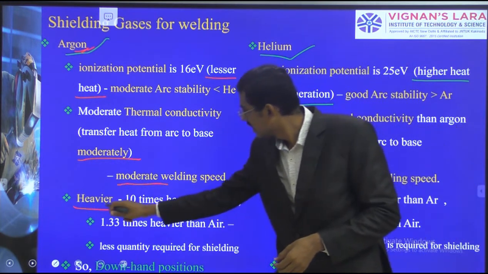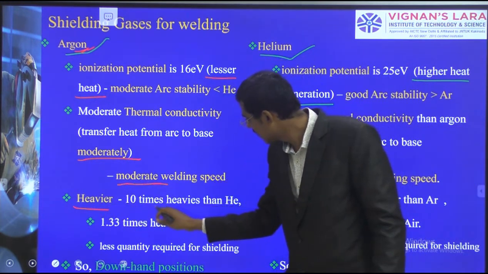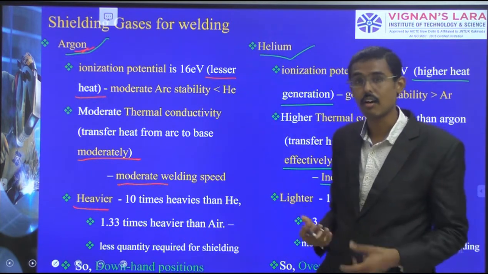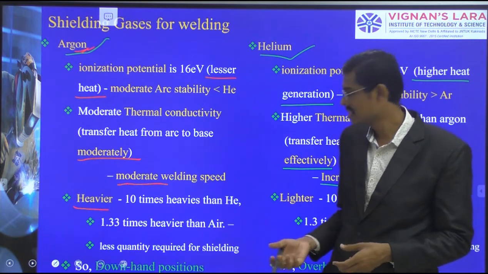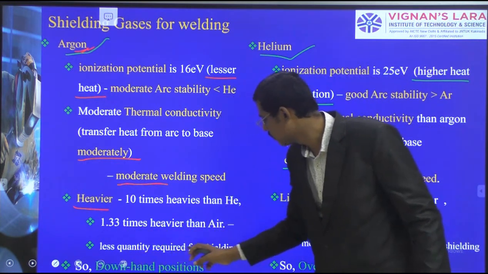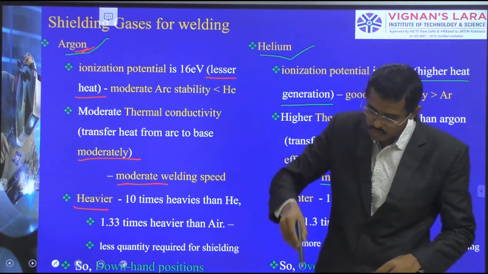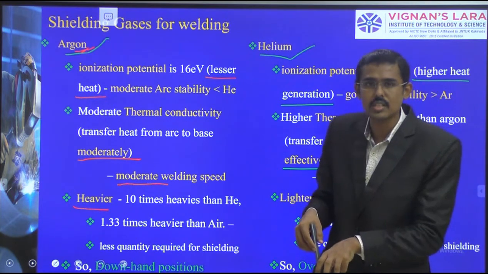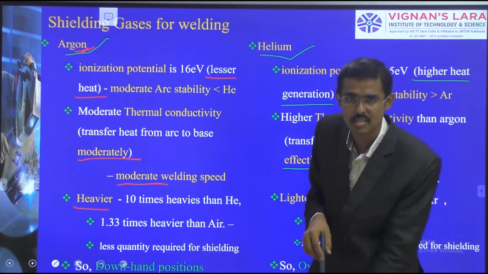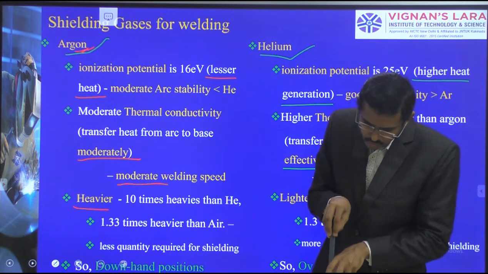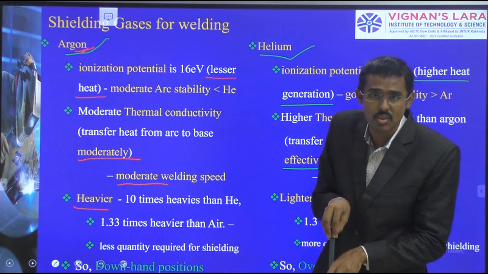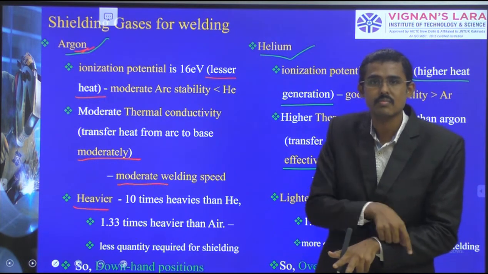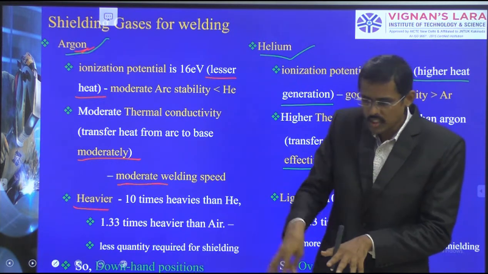So what happens? Argon is heavier, that means 10 times heavier than helium and 1.3 times heavier than normal air. Argon is heavier than air. So what happens there? Less quantity is required for shielding. It means when we are doing the welding process, the turbulence will not happen. Whatever flow is generated keeps on going downwards. If the shielding gas goes downward around the electrode, there are no disturbances. It's perfectly shielding around the atmospheric environment. The remaining part we can do, but protection is needed.